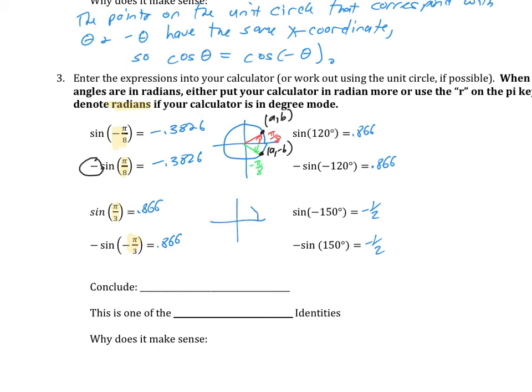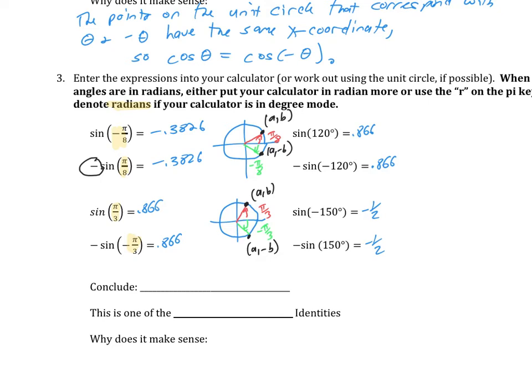So pi over 3, remember that's the same as 60 degrees. So I'm going to go ahead and sketch these two angles. So I'm going to sketch pi over 3. And then I will also sketch negative pi over 3. And then if we look at the coordinates of these points on the unit circle, let's say this is (A, B). This point down here will be (A, negative B). I'm not going to sketch the other two.